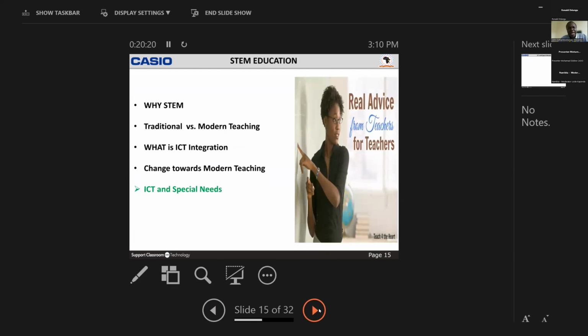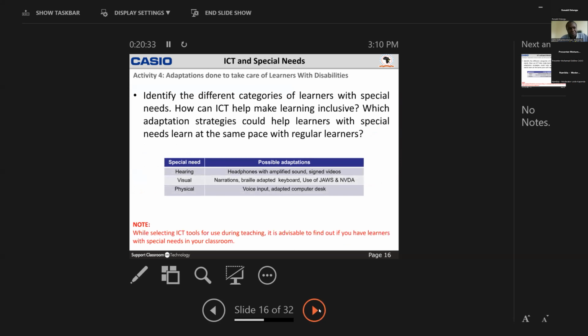So lastly, before we move to the actual area where we want to focus on the tool, which is called a Casio calculator, I want to talk about a little bit of ICT and special needs. In ICT, we have to look at the situation in which some of our learners are. You'll agree with me, there are some learners who have disabilities. Maybe they cannot see, maybe hearing impairment, maybe there are physical challenges.